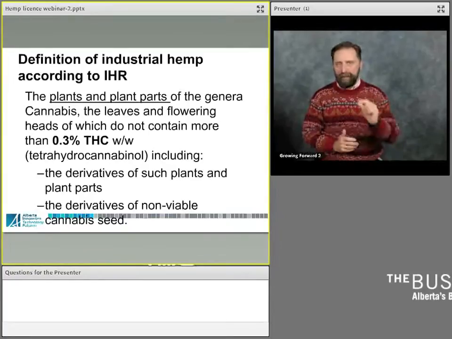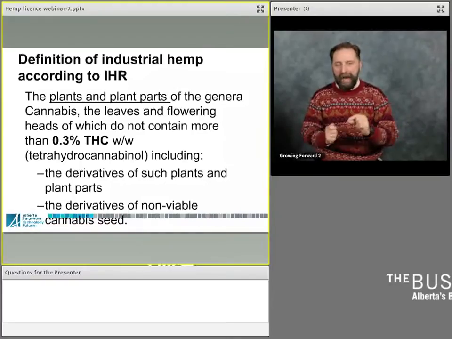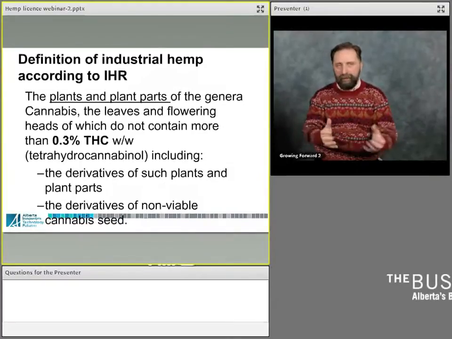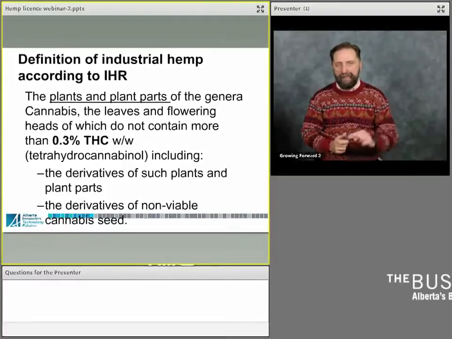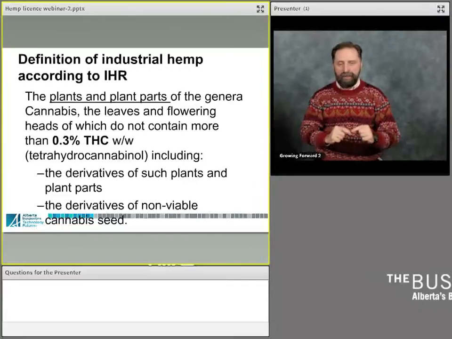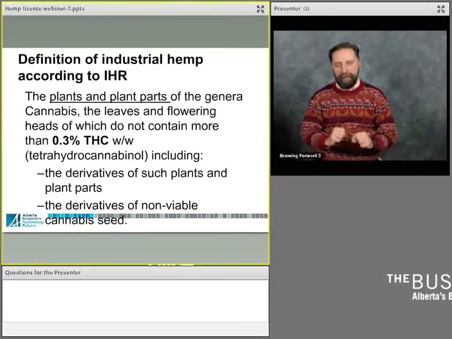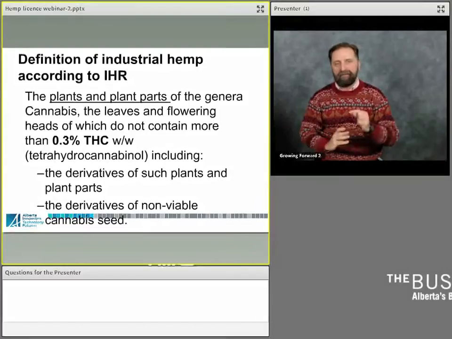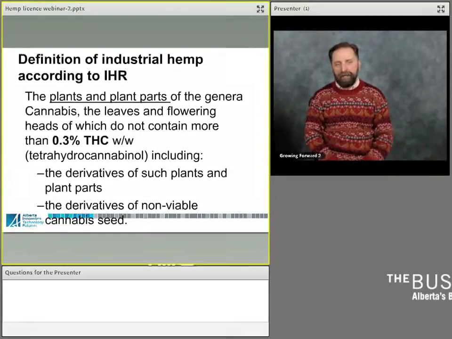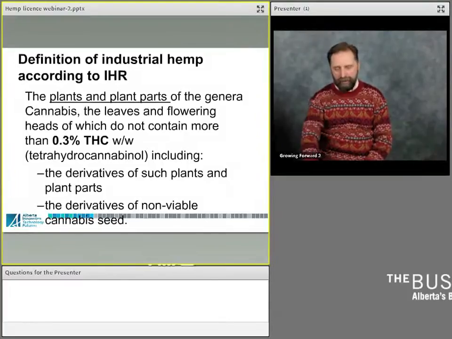But also, this definition of industrial hemp includes all derivatives of such plants, or parts of plants. For example, leaves. If you want to collect leaves and extract essential oils from hemp leaves, these are also parts and derivatives that fall into this category of industrial hemp, and also derivatives of non-viable cannabis seeds. For example, if you want to press oil from hemp, it also falls into this definition of industrial hemp as defined by the industrial hemp regulations.